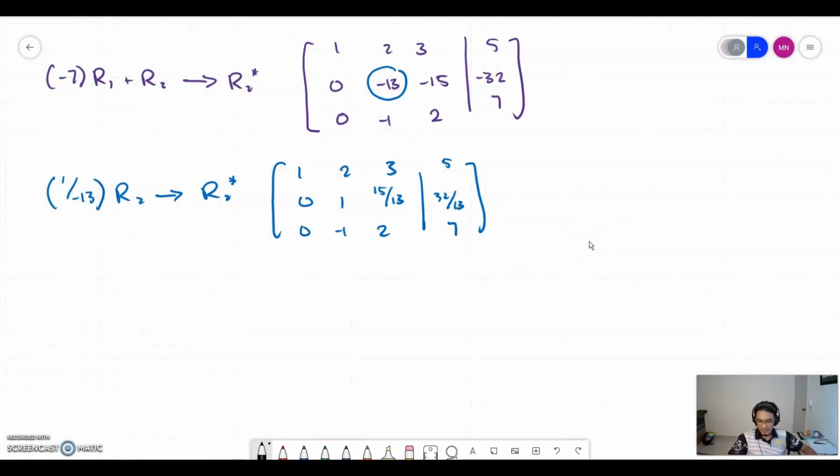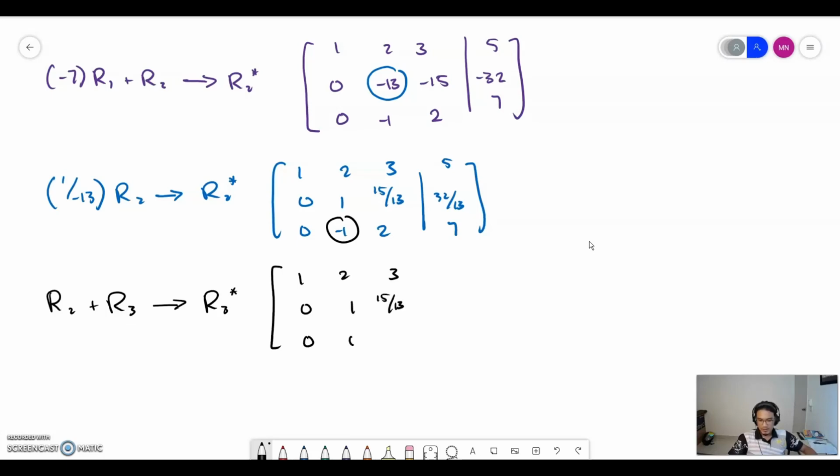Alright, next is to change this -1 and change it into 0. We take row number 2 plus row number 3 becomes new row number 3. So we have 1, 2, 3, 0, 1, 15 over 13, 0, 0, 41 over 13. And the right side is 5, 32 over 13, 123 over 13.